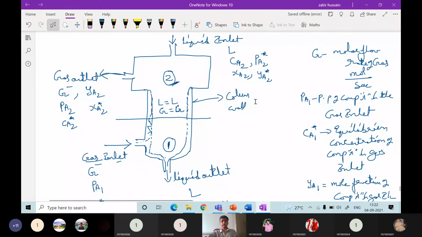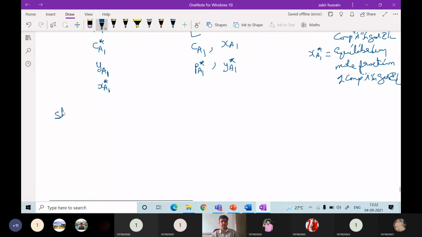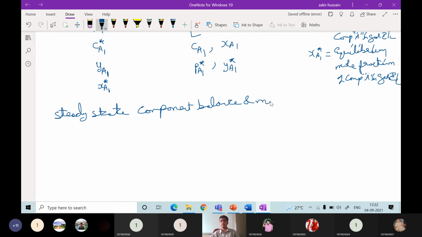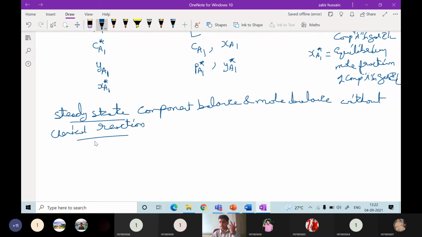Yes sir. Now we have to conduct a total material balance or mole balance around the tower. So how to conduct that? Steady state, component balance, or we can say mole balance without chemical reaction. Here there is no chemical reaction. Steady state means accumulation is zero, and without chemical reaction means the generation term is zero. Simply we can write rate of moles outlet is equal to rate of moles inlet. Okay, this is mole balance.